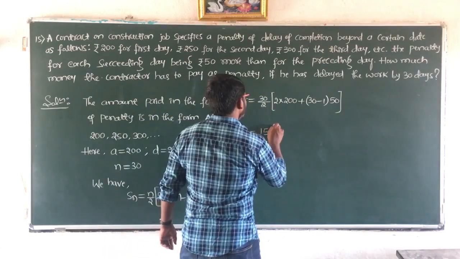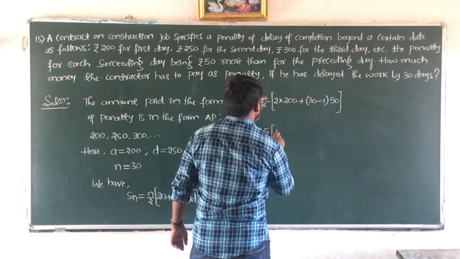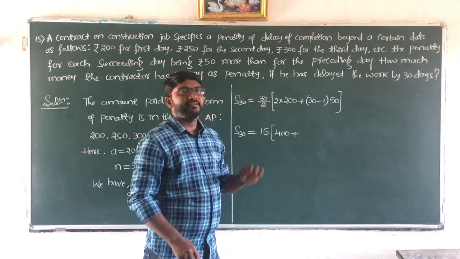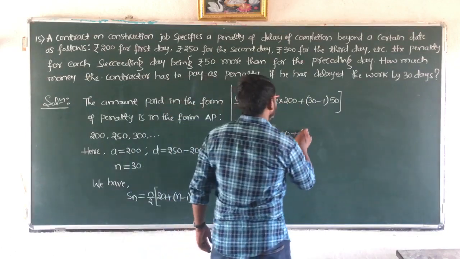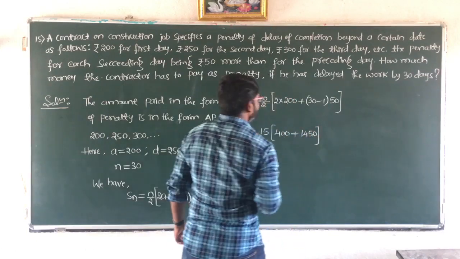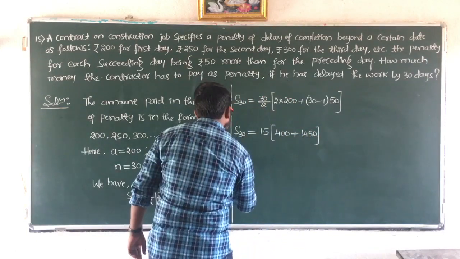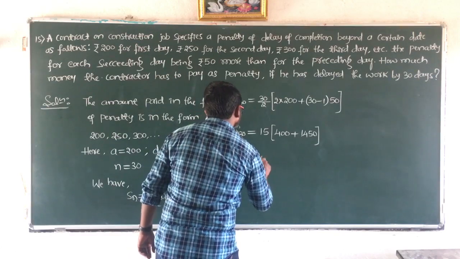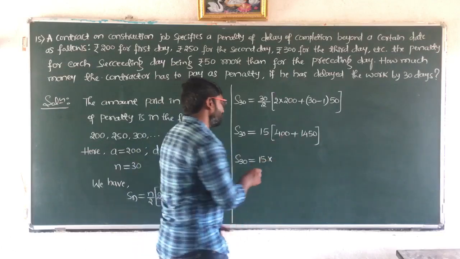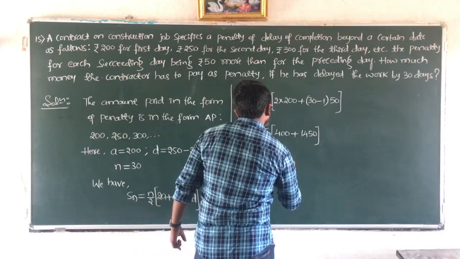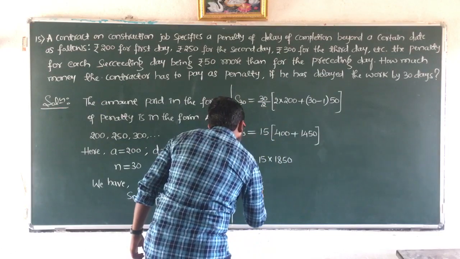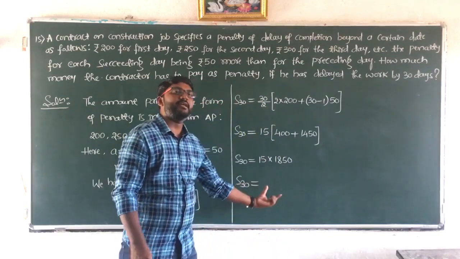So 15 inside the bracket. So this will be 400 plus 30 minus 1, it is 29. 29 into 50 will give us 1450. Then S30 is equal to 15 into how much do we get? If we add these two, we get 1850.